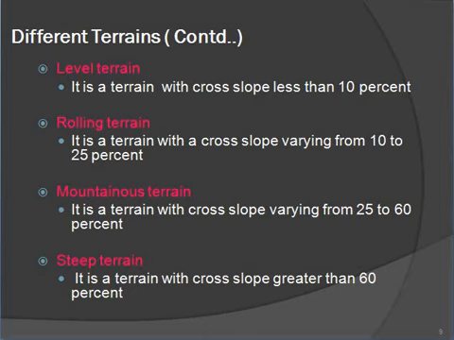Different terrains: plain terrain is a terrain with cross slope less than 10%. Rolling terrain is a terrain with a cross slope varying from 10 to 25%. Next, mountainous terrain is a terrain with cross slope varying from 25 to 60%. And last is steep terrain, the terrain with cross slope greater than 60%. So these are the terrains with their slope percentages. Remember these percentages.